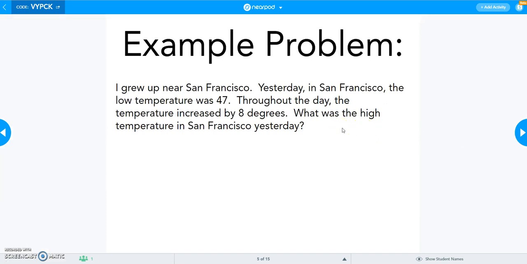So our example problem, this is where that field trip with the Golden Gate Bridge becomes relevant. I grew up near San Francisco. Yesterday in San Francisco, the low temperature was 47. Throughout the day, the temperature increased by 8 degrees. What was the high temperature in San Francisco yesterday?